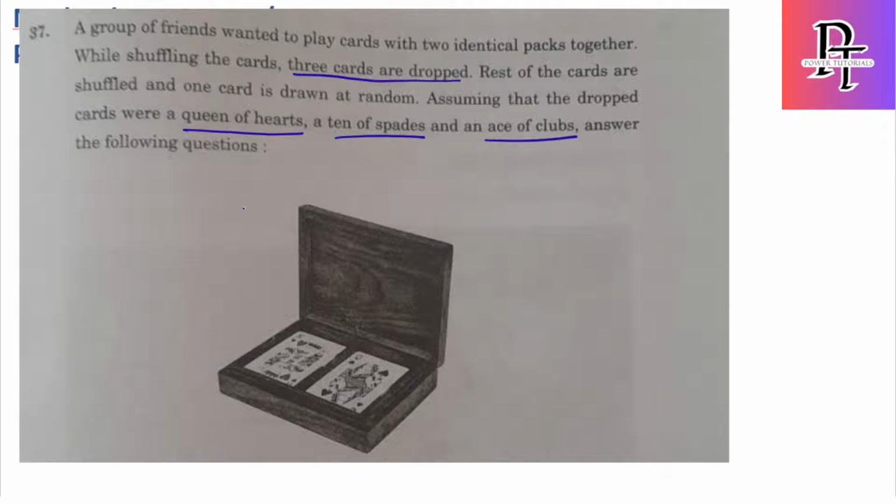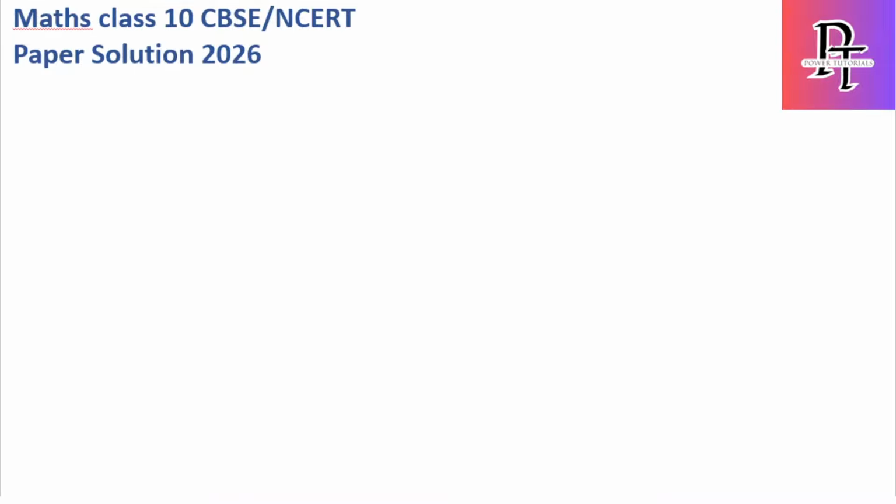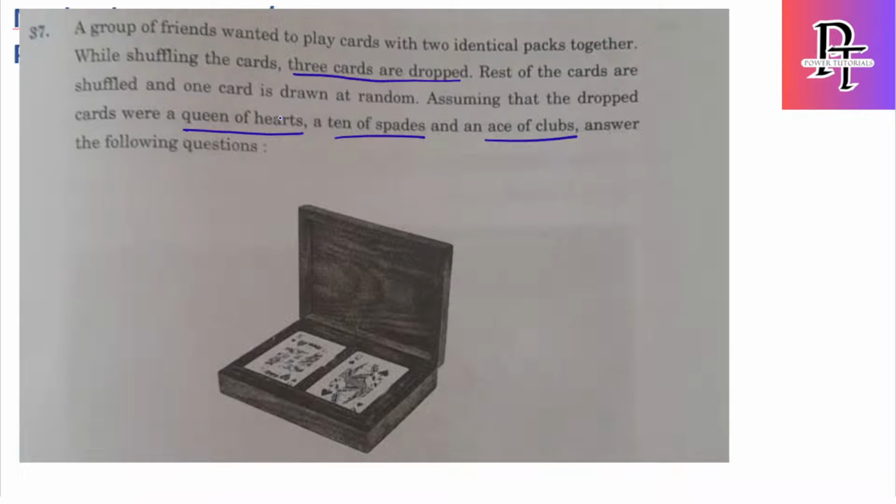Okay, you have to answer the following. Before answering, let's understand what is in the question, and then we'll move on to the case study questions. In total we generally have 2 packs of cards, so 2 decks. 52 is 1 deck, we already know, so 52 plus 52. How many total cards do we have? We have 104, but out of which 3 have fallen down while they were picking. 3 cards are dropped. So what are those 3 cards? Queen of Heart, 10 of Spade, and Ace of Club.